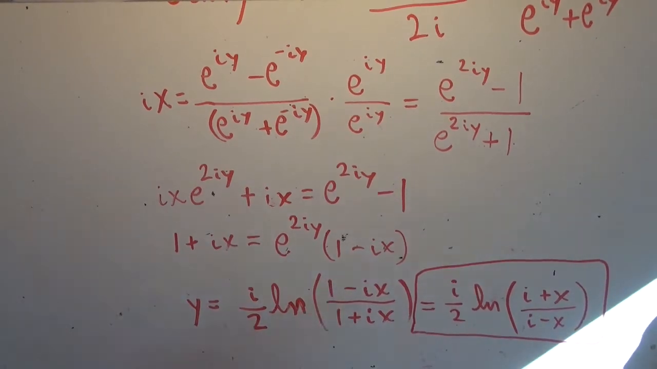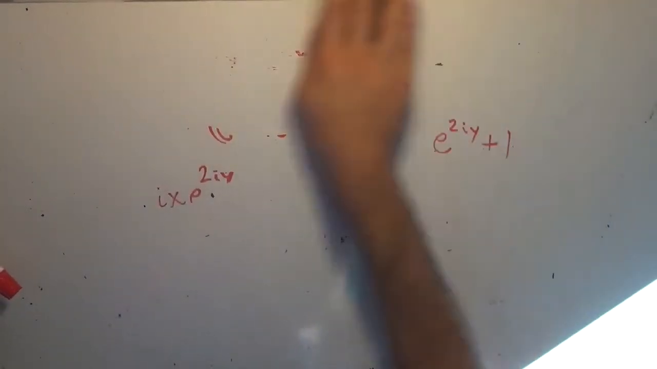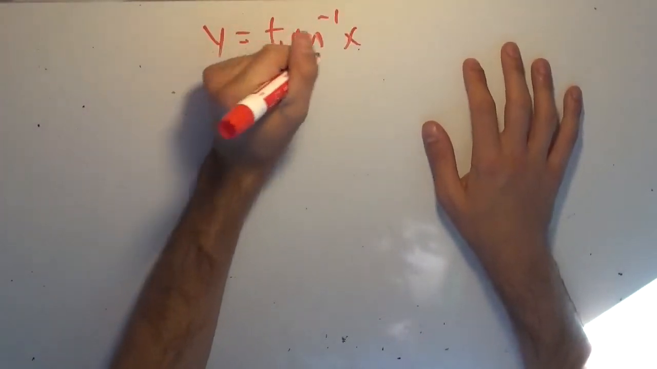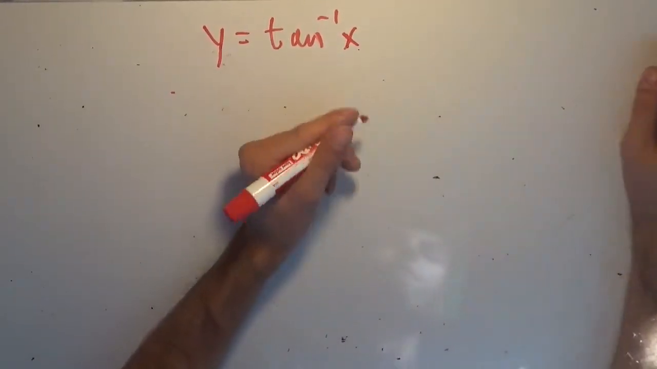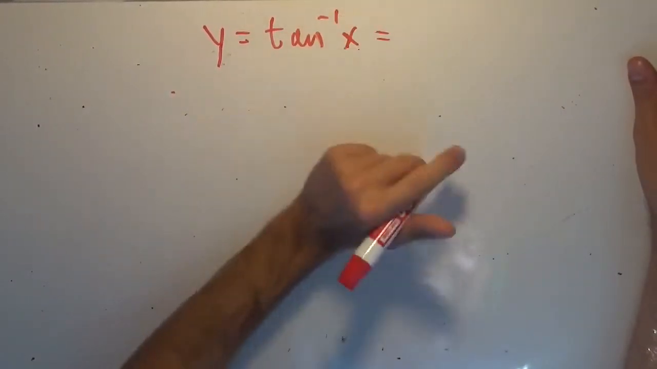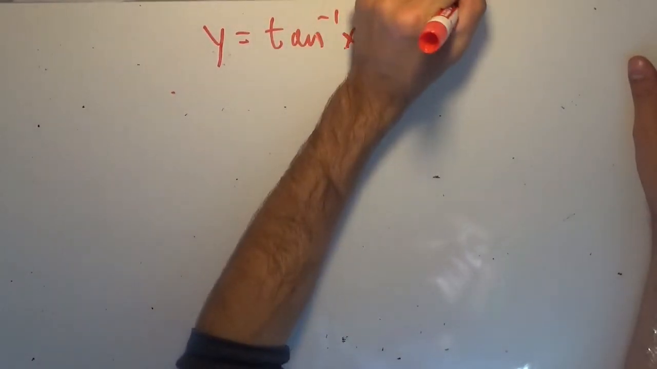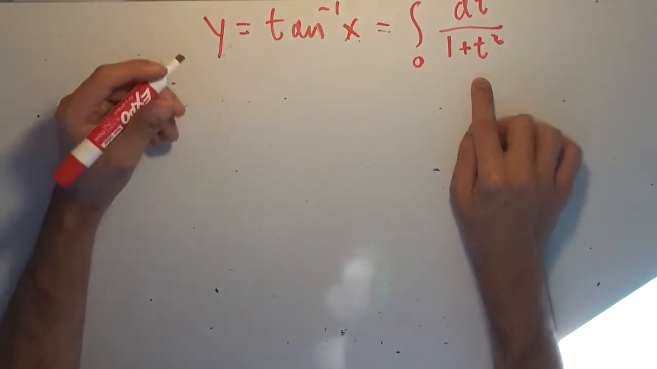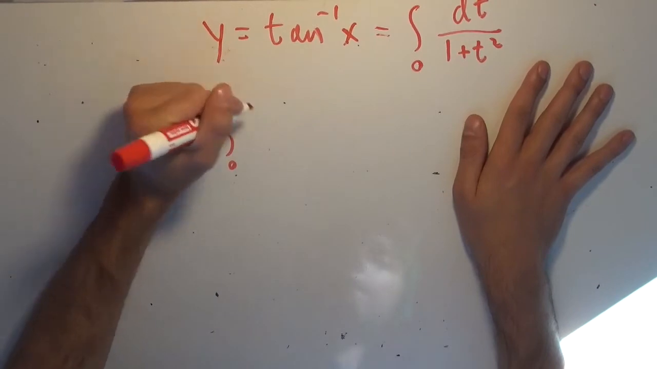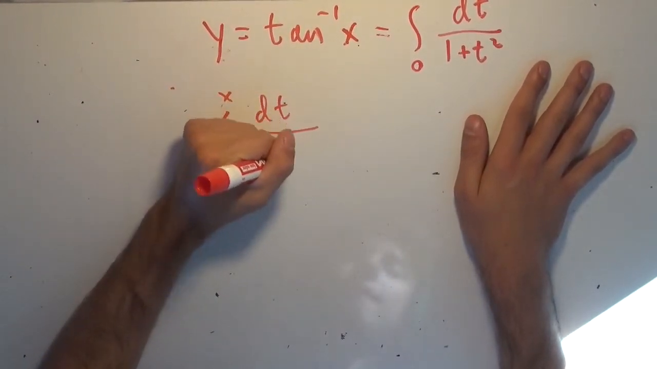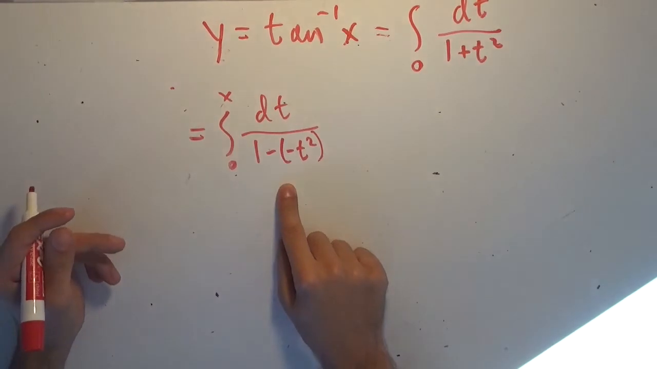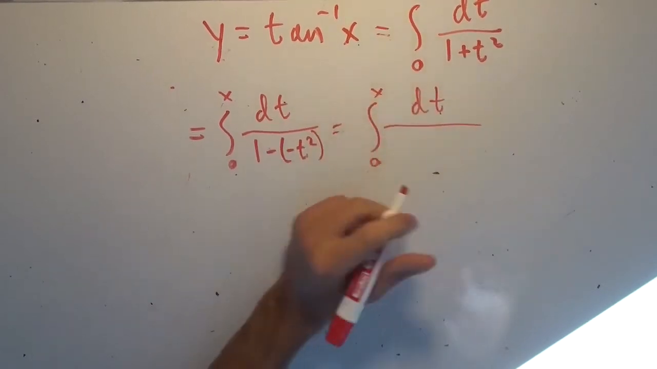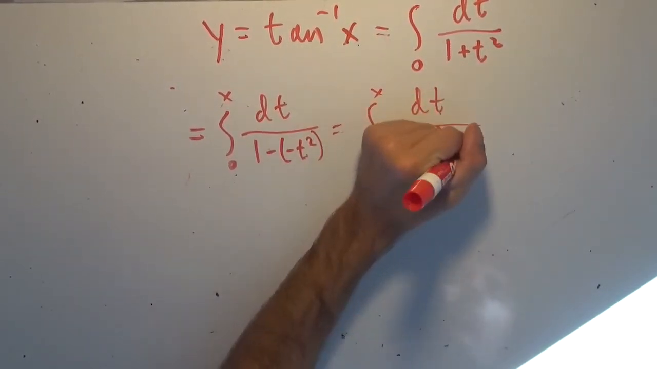So what we're going to do now is derive the exact same result using a slightly more calculus-y version. So we understand from our basic calculus classes that the inverse tangent function is an antiderivative of 1 over 1 plus x squared. So the inverse tangent of x is equal to the integral from 0 to x of dt over 1 plus t squared. And what we can do is write 1 plus t squared like this. So we have the integral from 0 to x of dt over 1 minus negative t squared. This is now a difference of squares, so we can factor it as such, and we get the integral from 0 to x of dt over 1 plus it times 1 minus it.